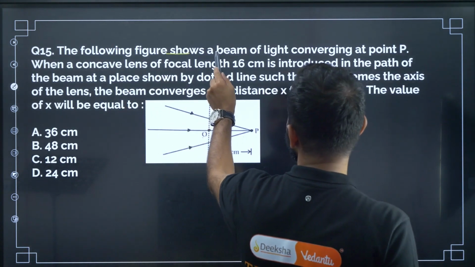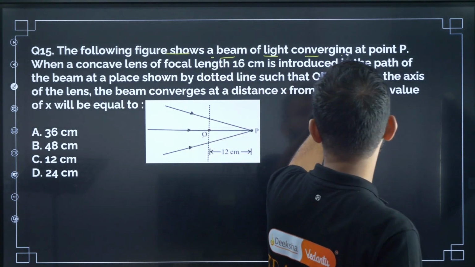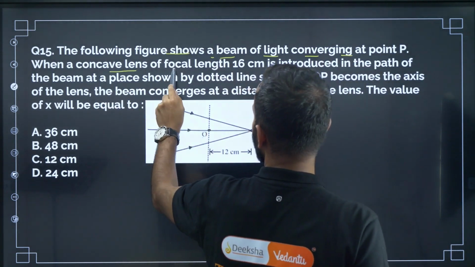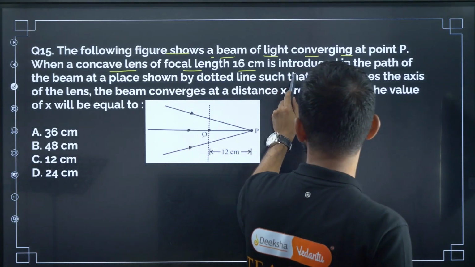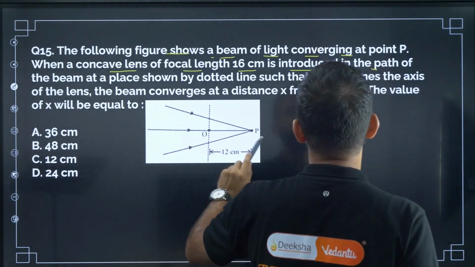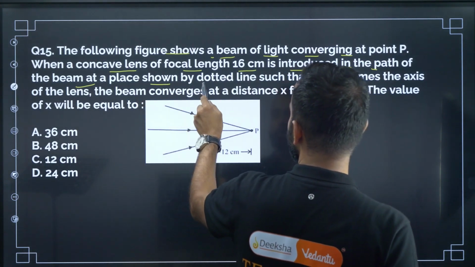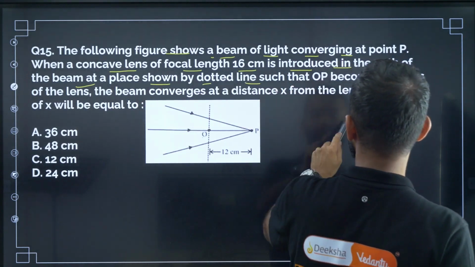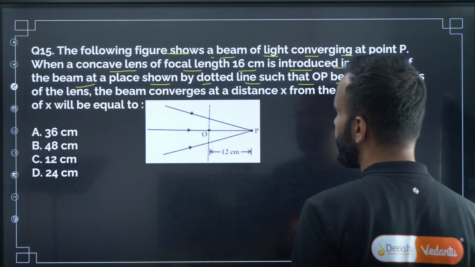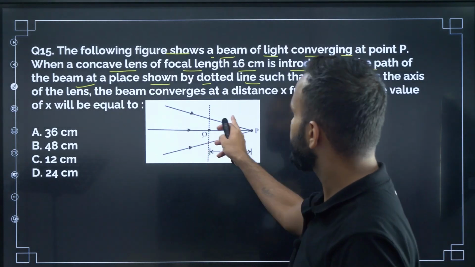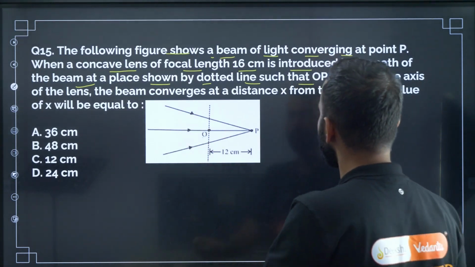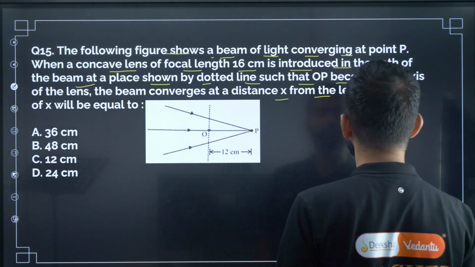The following figure shows a beam of light converging at point P when a concave lens of focal length 16 cm is introduced in the path of the beam at a place shown by the dotted line, such that OP becomes the axis of the lens. The beam converges at a distance x from the lens.